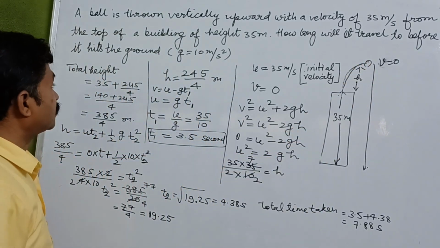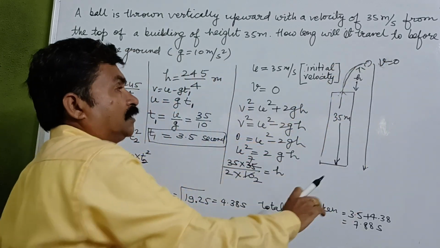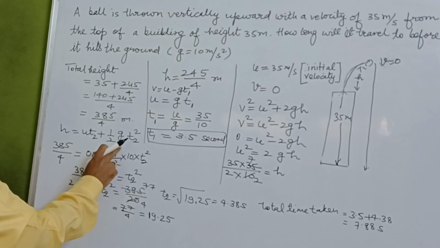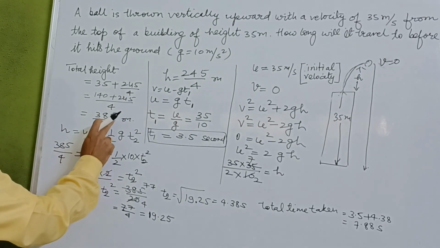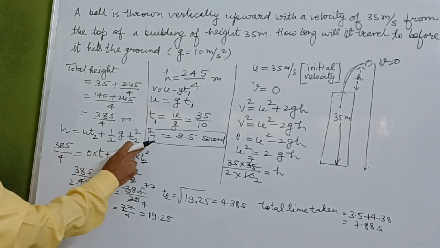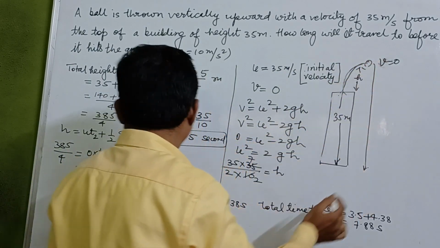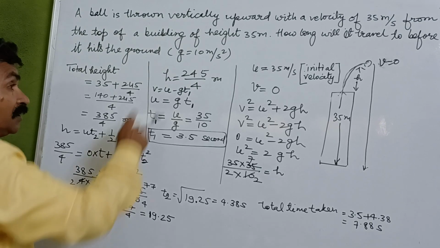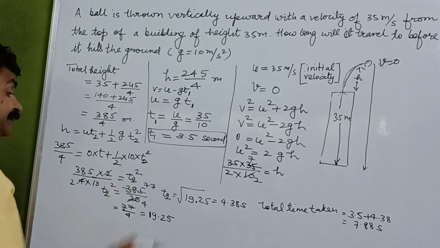Now we know the total height, which we can determine using the third equation of motion. We have got the total height as 385 by 4 meters. Now h is equal to ut2 plus 1 upon 2 g t2 square. The initial velocity from here is 0, so it is 0 into t plus 1 upon 2 into 10, the value of g. Now it is coming down, so we have taken the plus sign, t2 square.